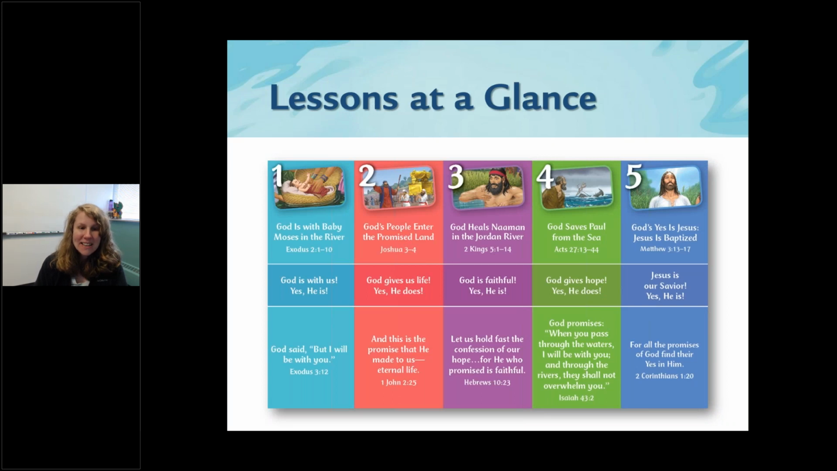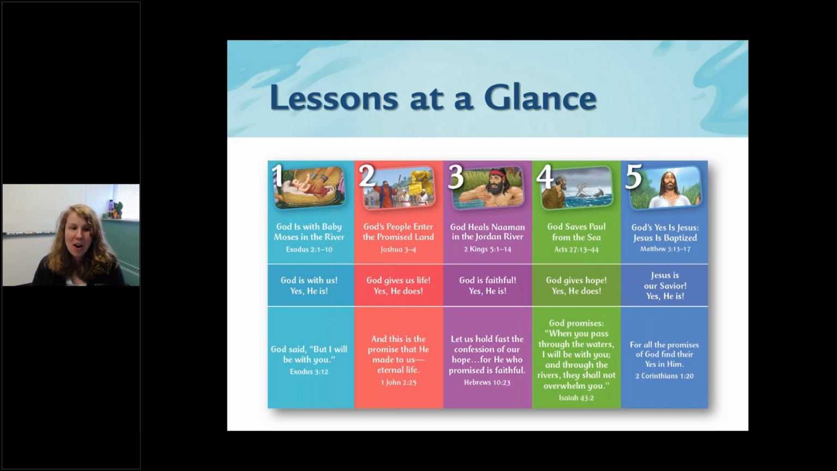This is our lessons at a glance chart for the year. I'm going to go through this real quick because I'll be referring to some of these lessons throughout the webinar. Day 1 lesson, God is with baby Moses in the river, and the kids will remember that God is with us. Yes, He is. Our theme verse from Exodus 3, "But God said, I will be with you." Day 2, God's people enter the promised land. That's from Joshua 3 and 4. If you remember, the Israelites were wandering and they got to a river and they thought they were almost stopped.